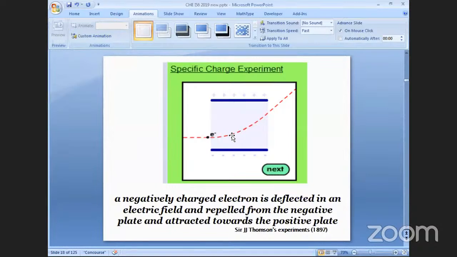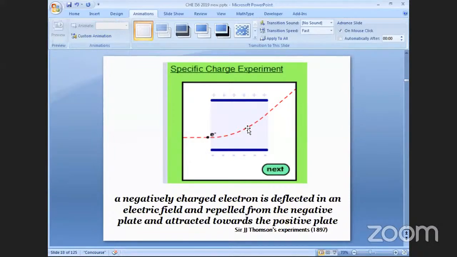Now, I have said this in the last picture I showed about the characteristic of the electron. There is this experiment that J.J. Thomson carried out that is called the specific charge experiment. It is noted that a negatively charged electron or entity or particle will be deflected in an electric field. It will be repelled from the negative plates. Like I said, these are the negative, minus, all those minus.